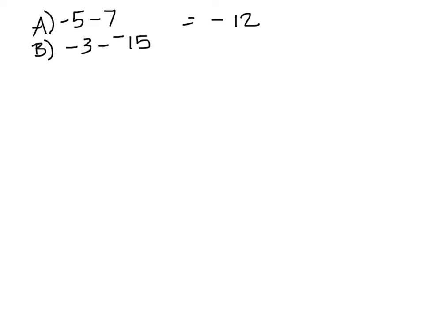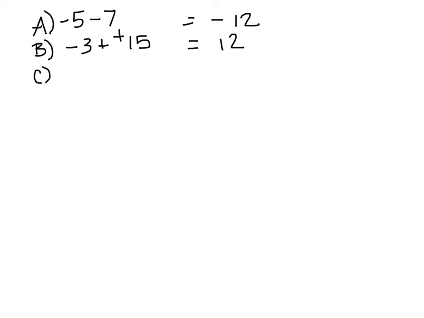I'm going to read the problem and write it down as I say it. And it is A would be -5 minus 7. And so your answer would be a -12. B was -3 minus a -15, which gives you a +12.